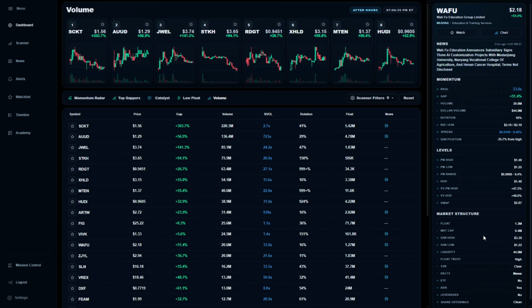The Market Structure section provides additional information about how the stock has behaved throughout the current trading session. Reviewing this information alongside the news and momentum statistics helps build a more complete picture of the opportunity.